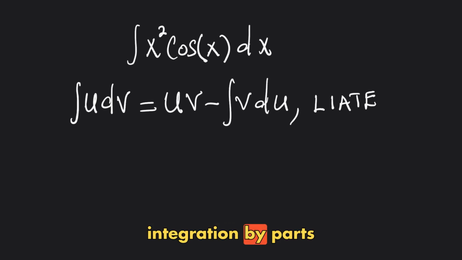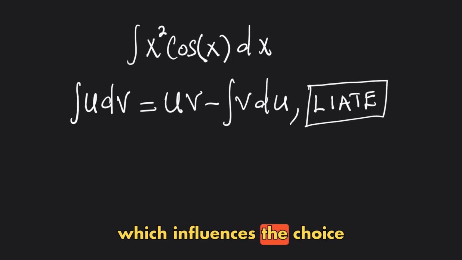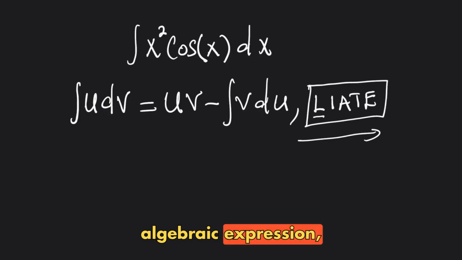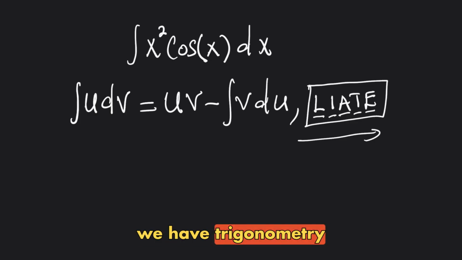This integration by parts integral requires applying integration by parts twice. But first of all, let me remind you that you have this method here, LIATE, which influences the choice of u and dv. So the choice of u comes from left to right. You look for a logarithmic expression, inverse trig, algebraic expression, trigonometry, and exponential function. In this case, we have trigonometry and algebraic expression.